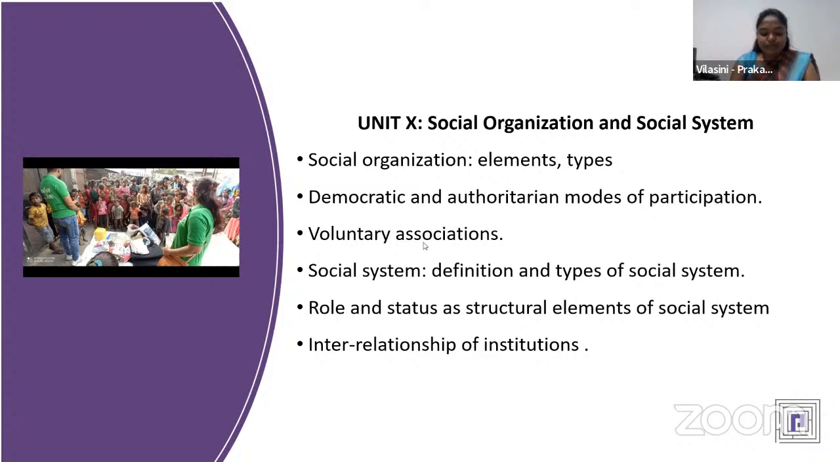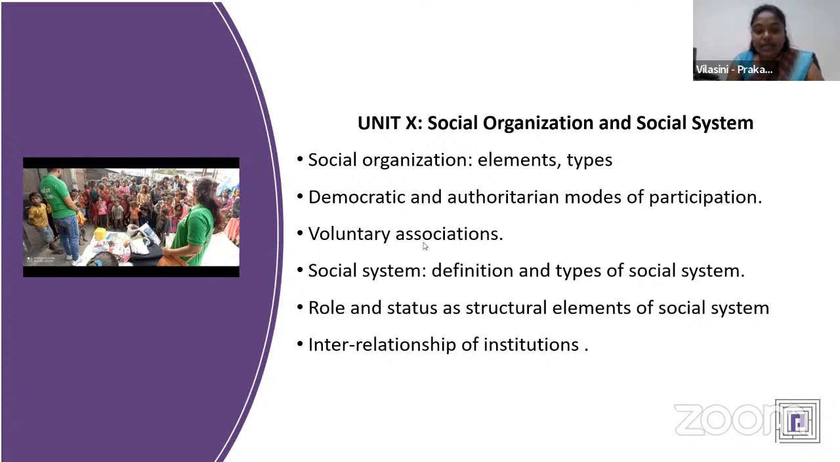Then coming to voluntary association. Here we have two types of participation, that is democratic and authoritarian mode of participation. Democratic participation is about three generations: first generation, second generation, and third generation. The first generation talks about freedom, the second generation talks about participation, and the third generation talks about democracy among countries. Then authoritarian is a form of government which insists on unqualified obedience.